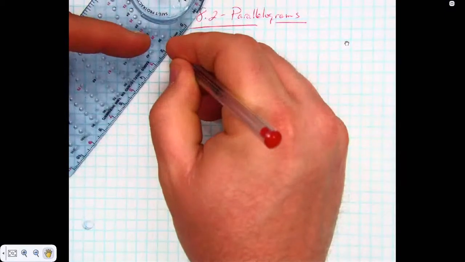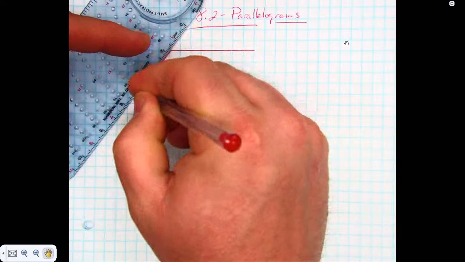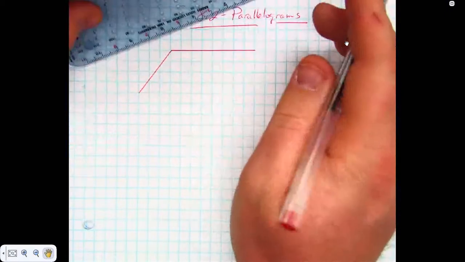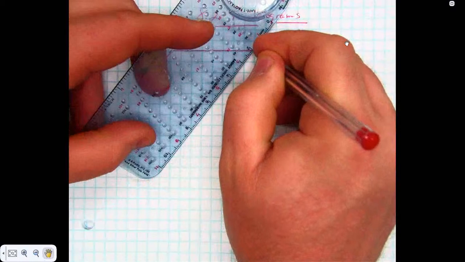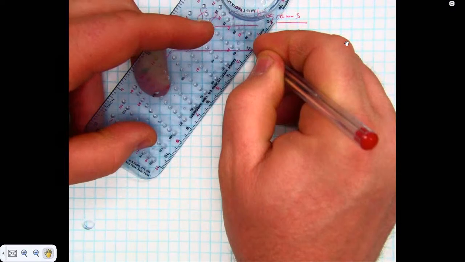It's always easier for me to draw. I have a little cheat sheet here in graph paper, don't I?